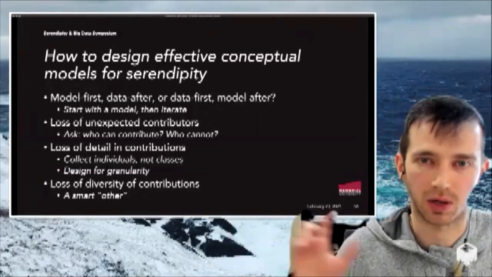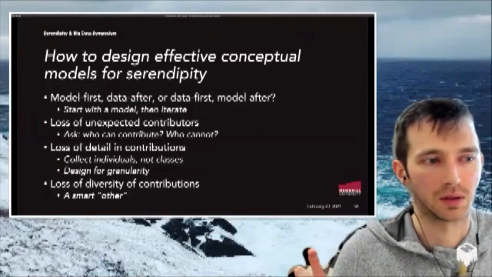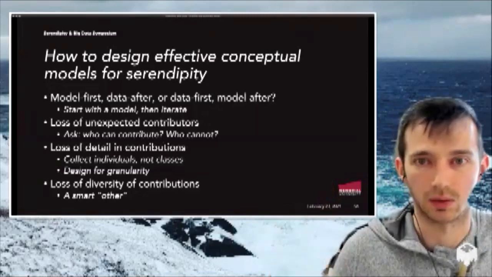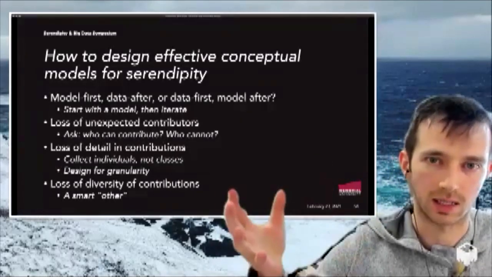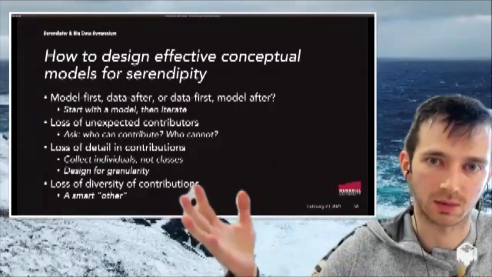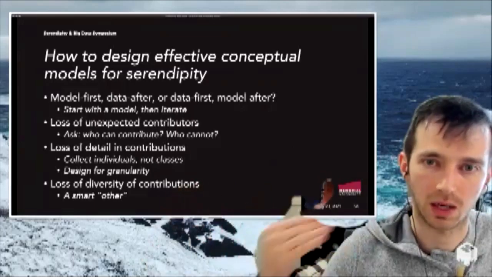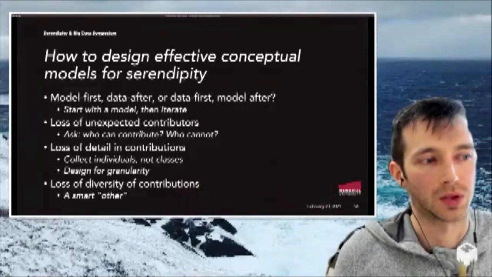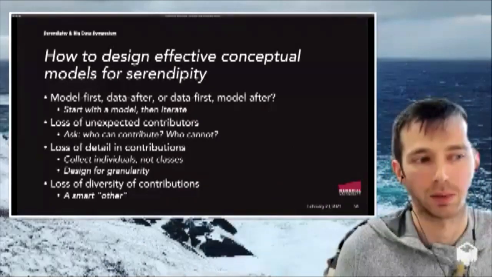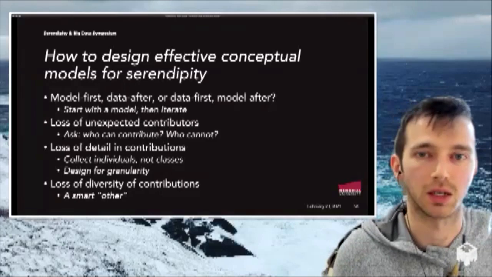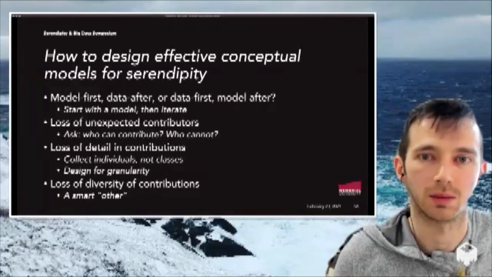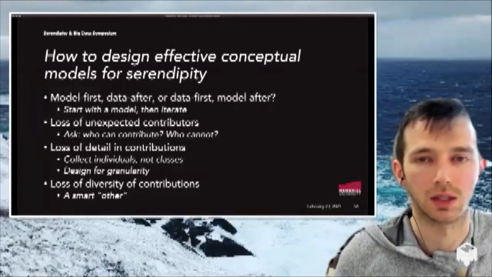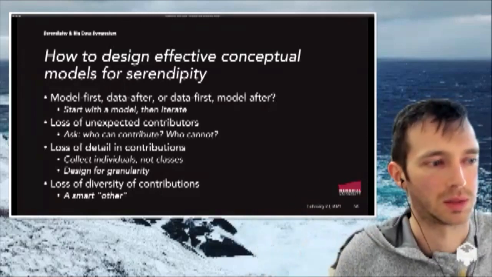So the first is that process piece, right? Data first, model after, and then do that iteratively. Make sure that you are taking in data, looking at what might be surprising or unexpected, and then adapting the platform or the project in order to be able to capture more of that unexpectedness. The second is making sure that everybody who can contribute can, making sure that you're not blocking participation somehow or losing contributors, losing the kinds of people who might participate.